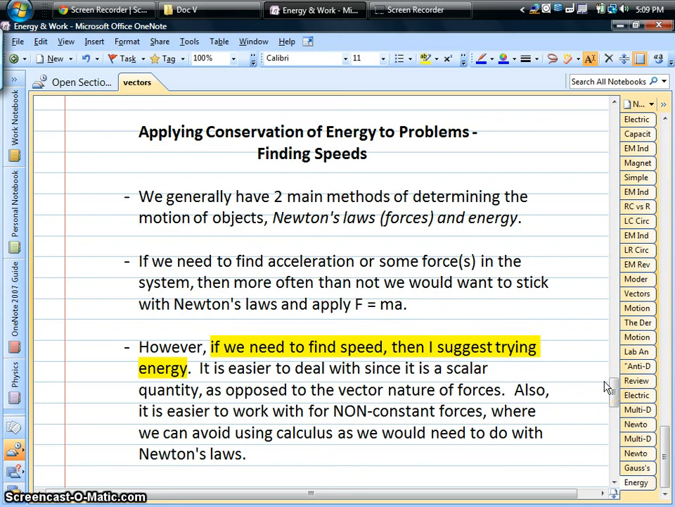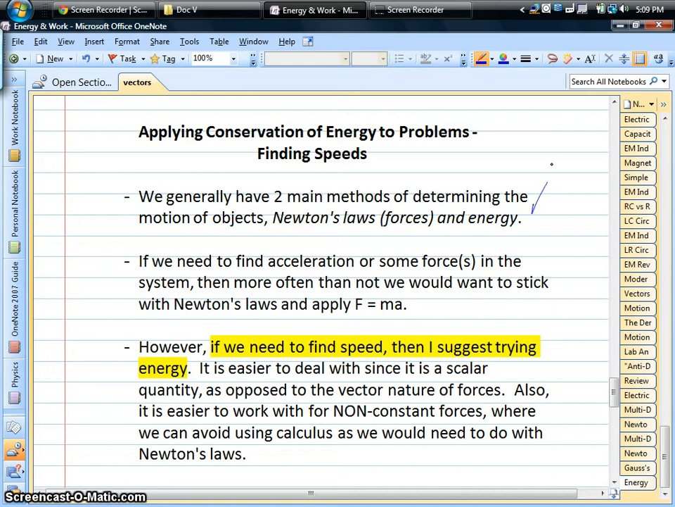Okay, we're back doing some mechanics. In particular, we'll be using conservation of energy and do a couple of examples of finding speeds. So generally, there are two main ways that we can find the motion of objects, as far as calculating them and understanding them. And that's through Newton's laws, which use forces, and energy.